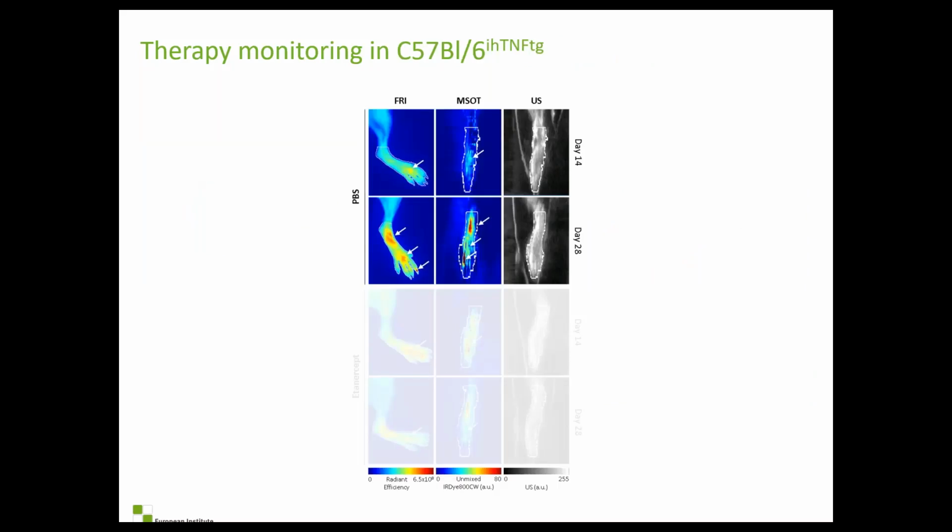First, we were able to see nicely the inflammation in the paws, in FRI as well as in MSOT. You can also see small spots, like in the finger, in the FRI as well as the MSOT.